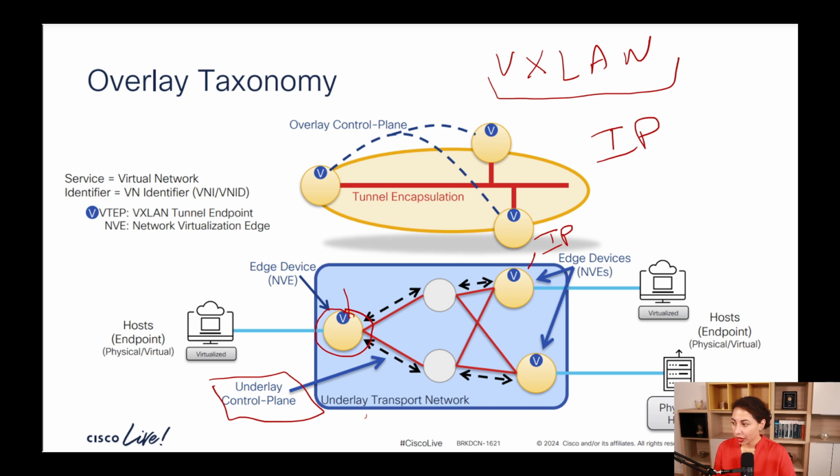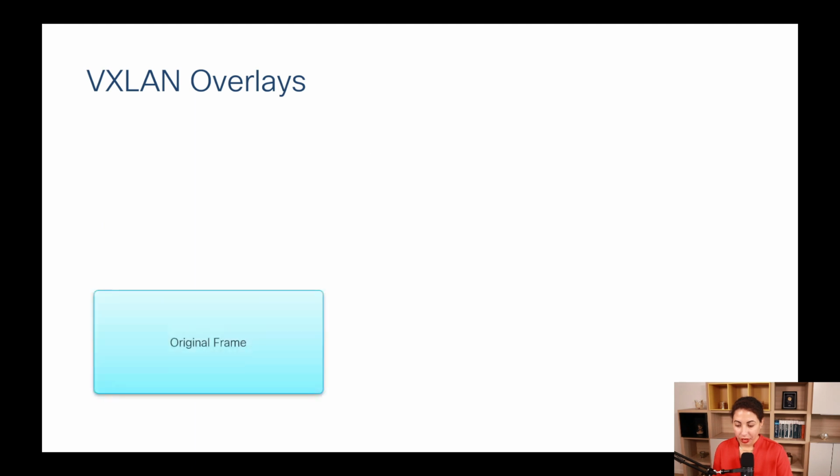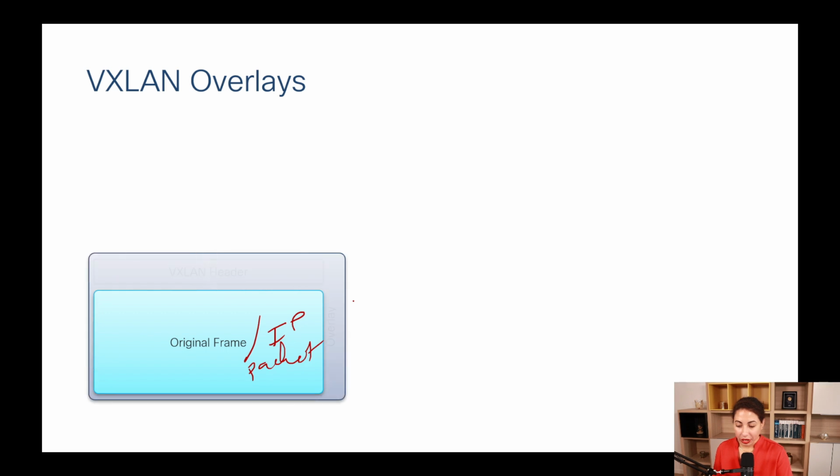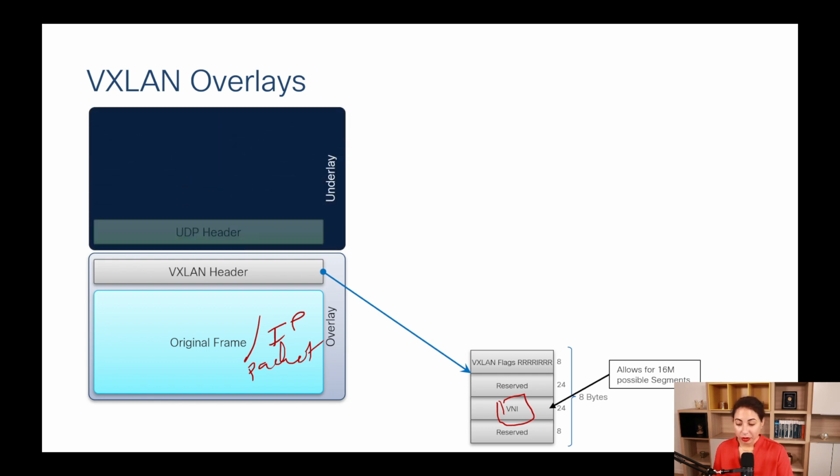And just to have a clearer view of the encapsulation, let's head to the next slide, where I'm taking the original frame or IP packet, because as we have seen, VXLAN is versatile and can encapsulate anything. We add on top of it a VXLAN header. Inside the VXLAN header, we give the identifier of the virtual network segment, so the VNI. And on top of it, we are adding the UDP header.